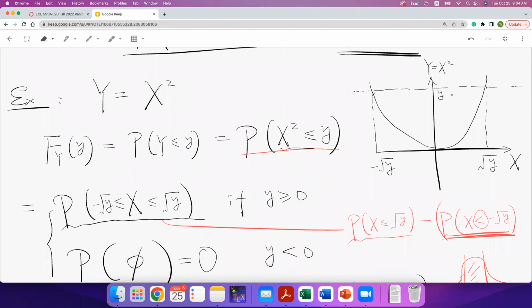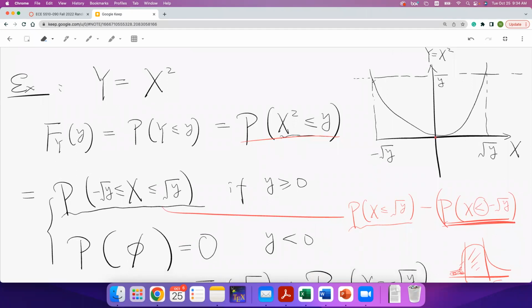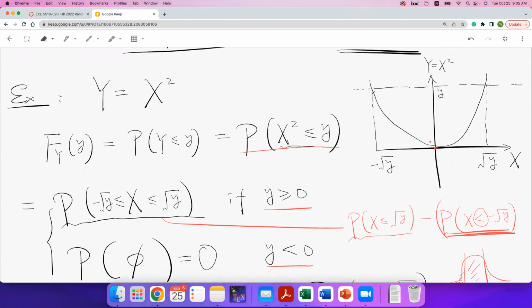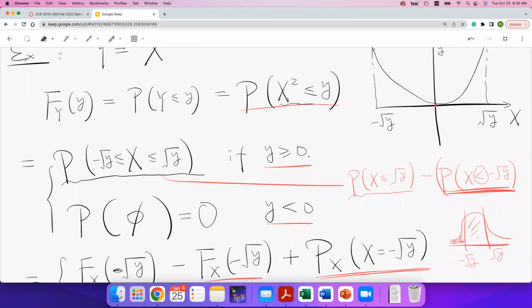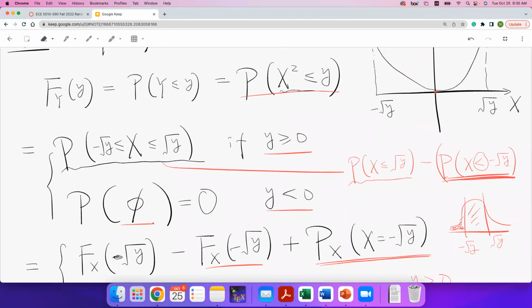And then you need to vary the position of this horizontal line. Sometimes the values of x may change depending on the position of y. In this case, we have a change point, which is y equals 0. If y is bigger than or equal to 0, we have a non-empty intersection, and then we have this solution. Otherwise, if y is below 0, then there's no intersection between these two curves, so the resulting event is the empty event.